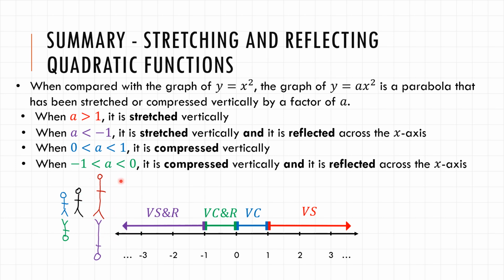So one way to think about a parabola, and how the variable A affects it, is to think about multiplying your own height by that variable's value. If you're multiplying it by a big number, you get taller. A small number, you get shorter. And a negative number, then you get flipped upside down.